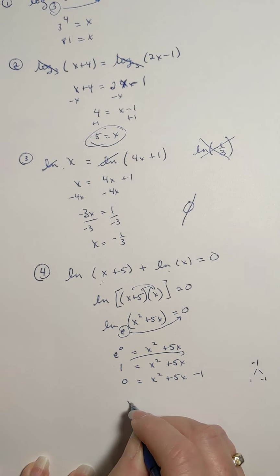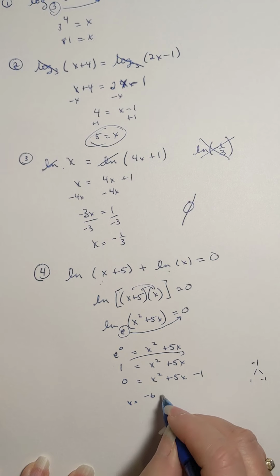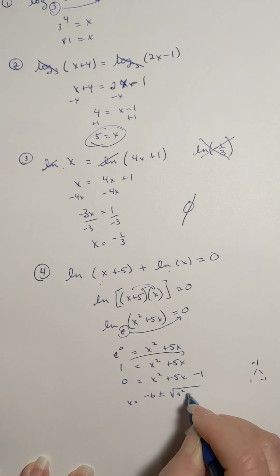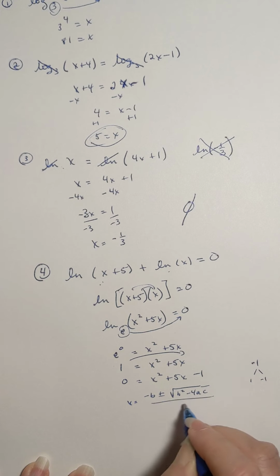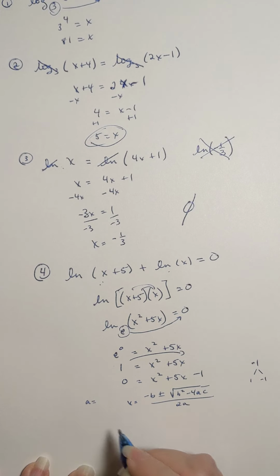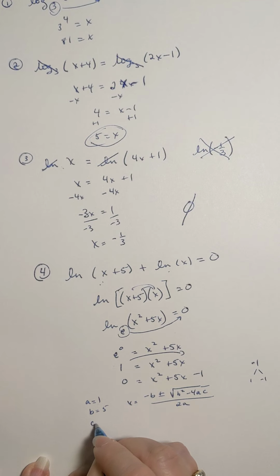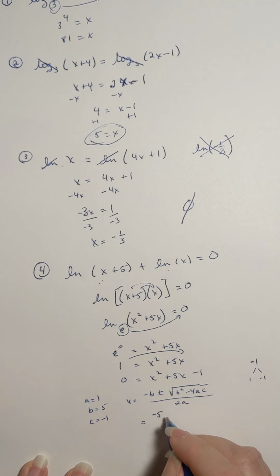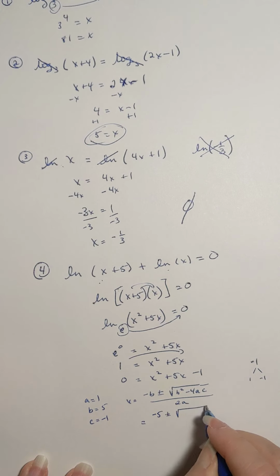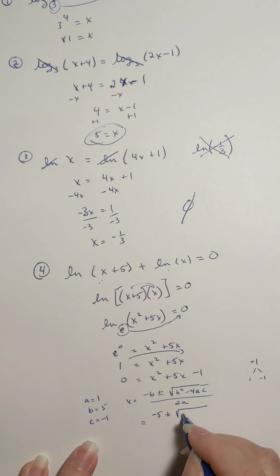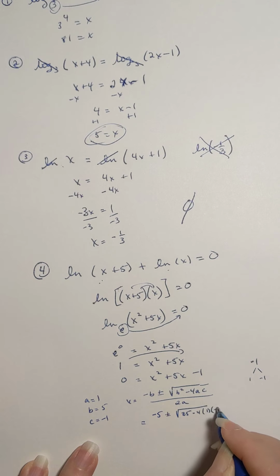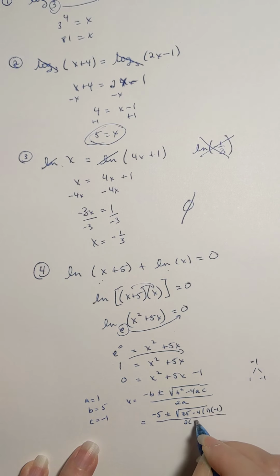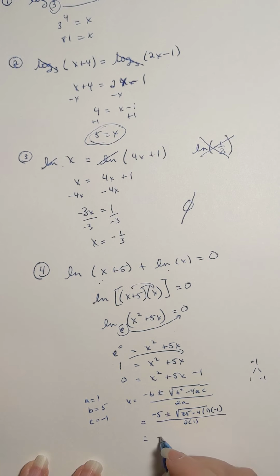And so this would be x is equal to minus b plus or minus the square root of b squared minus 4ac all over 2a. Here a is 1, b is 5, and c is negative 1. So I'm going to do this really quickly. Negative 5 plus or minus the square root of 25 minus 4 times 1 times negative 1 over 2 times 1. So that would be negative 5 plus or minus the square root of 29 over 2.